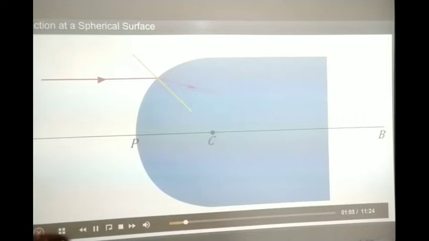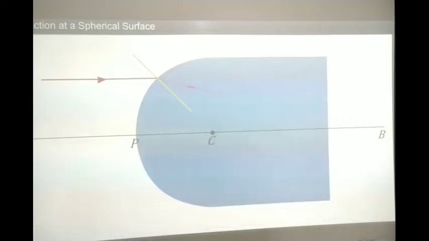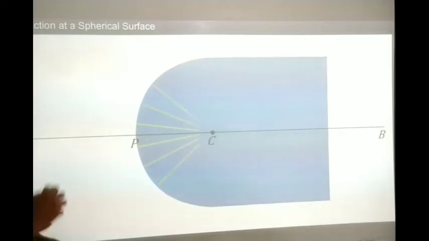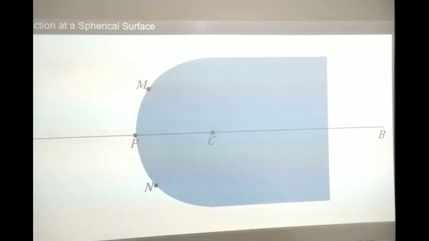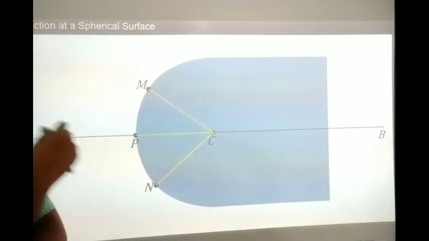Normal to the spherical surface at the point of incidence. The normal to the spherical surface at any point can be drawn by joining the point to the center of curvature C. For example, if P, M and N are three different points on the spherical surface, then PC, MC and NC are the normals at the three points mentioned. And that will also be called the radius of curvature.